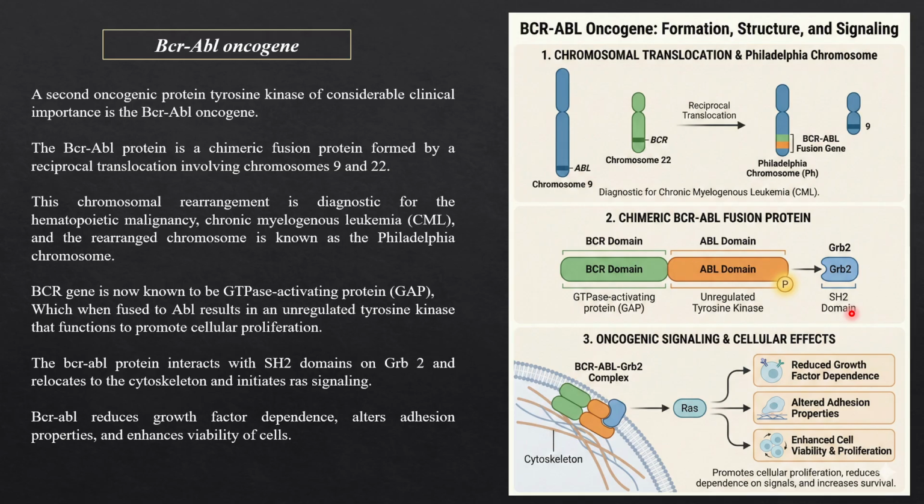As a consequence, the cells overexpress BCR-ABL and show several abnormal behaviors. They become less dependent on external growth factors, which means they can proliferate without normal regulatory signals. Their adhesion properties are altered, allowing them to detach more easily from their normal environment. Most importantly, they exhibit enhanced survival and rapid proliferation, which contributes to the uncontrolled expansion of the leukemic cells.